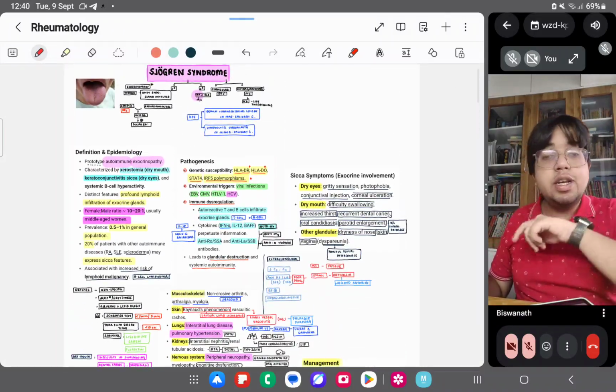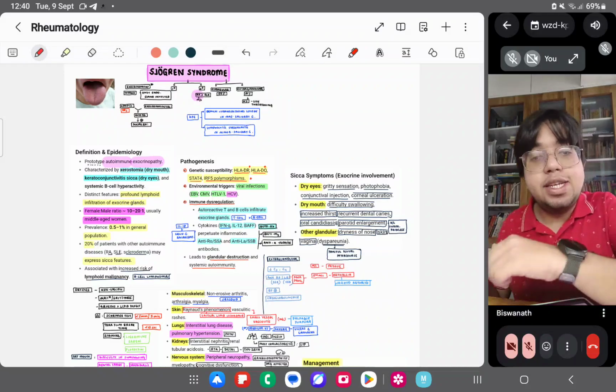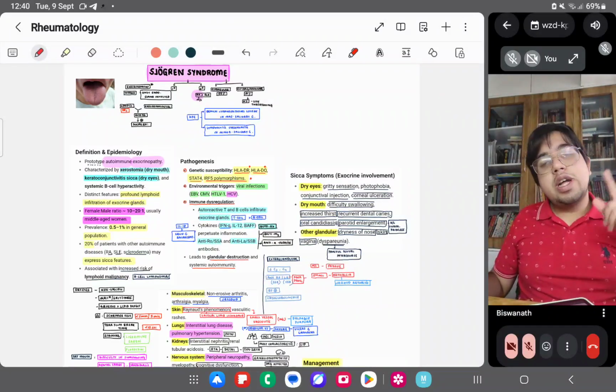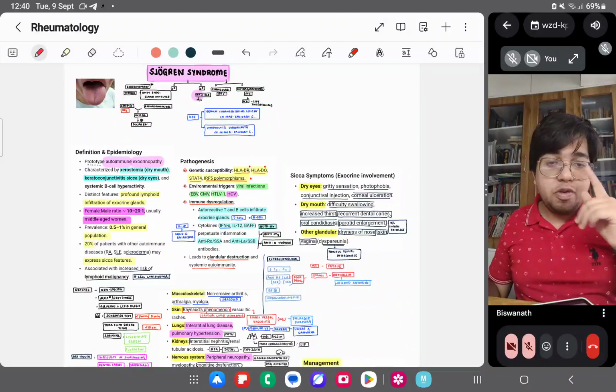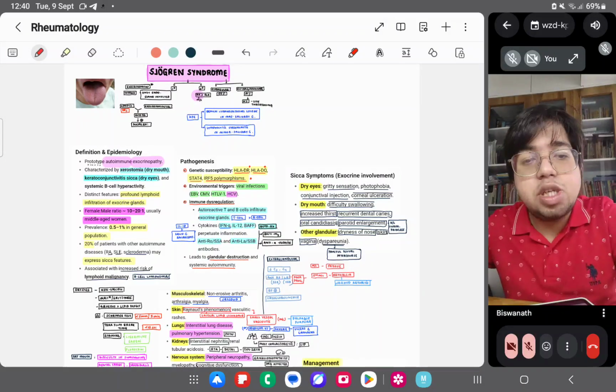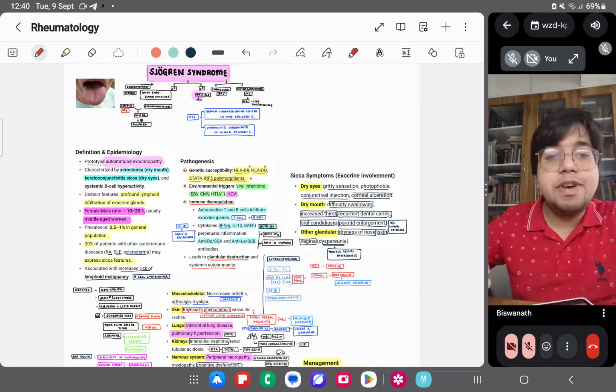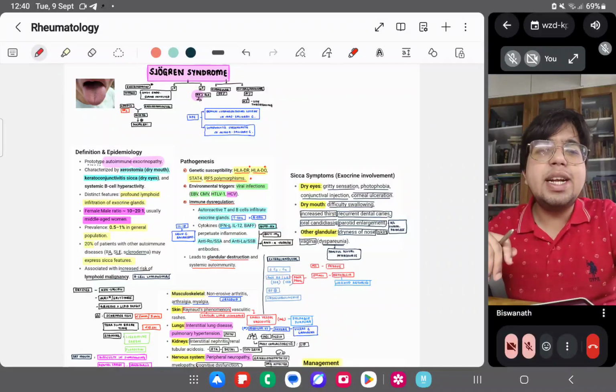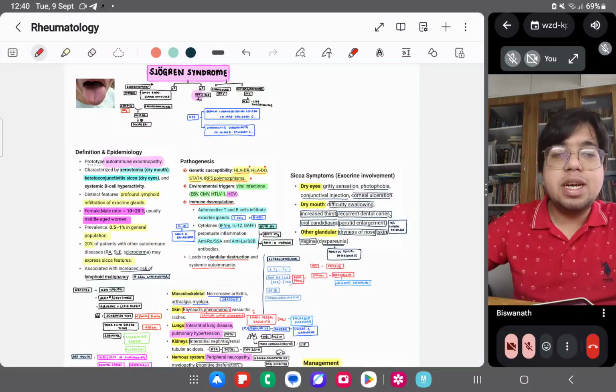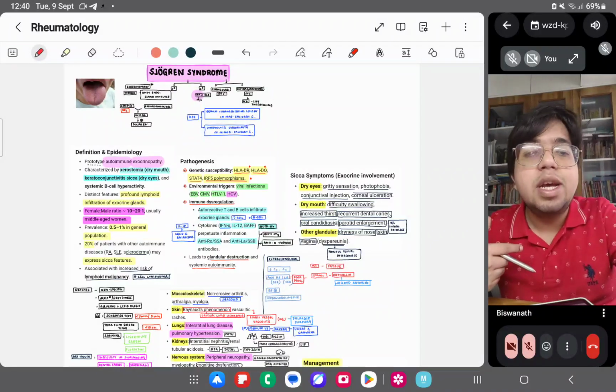The whole Sjogren's is complete. Most importantly, the whole Harrison's is complete, right? The Sjogren part of Harrison's is complete. I have left one thing that is not of much diagnostic significance, just one thing, that is the classification. The classification criteria, the scoring of Sjogren's.